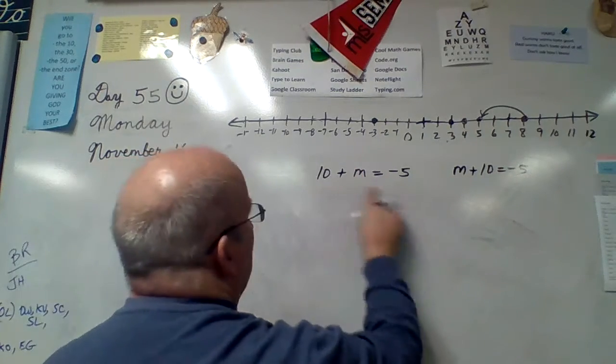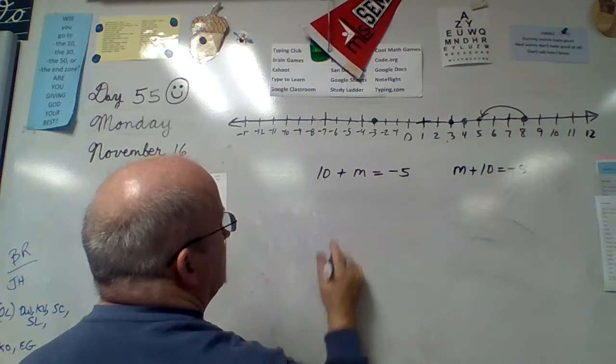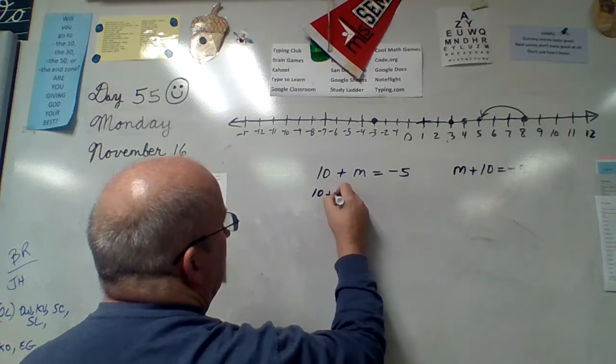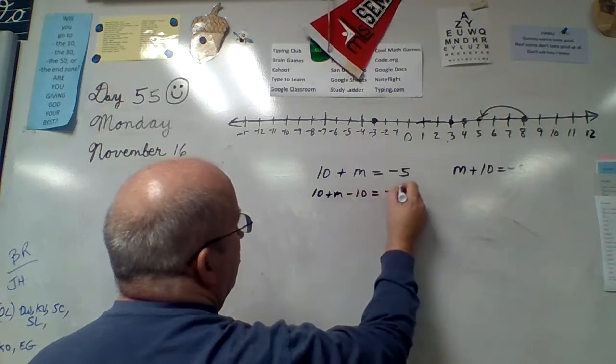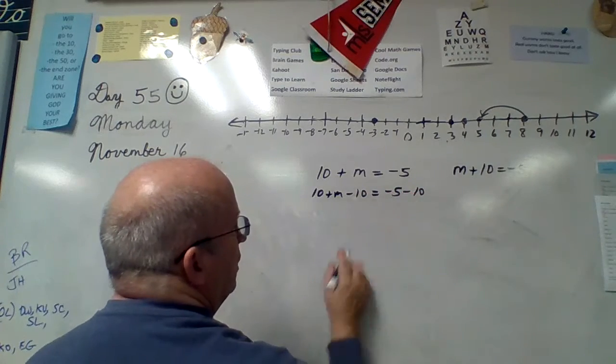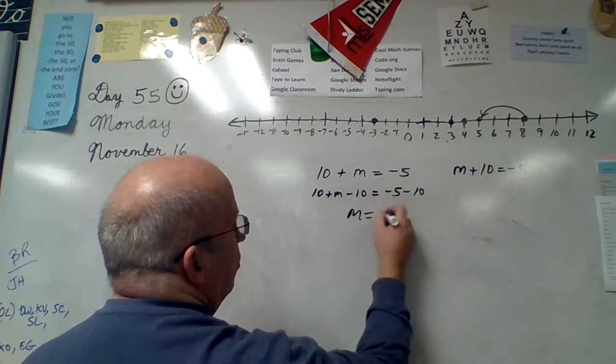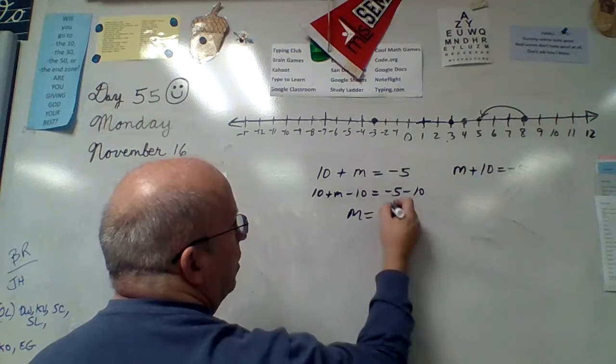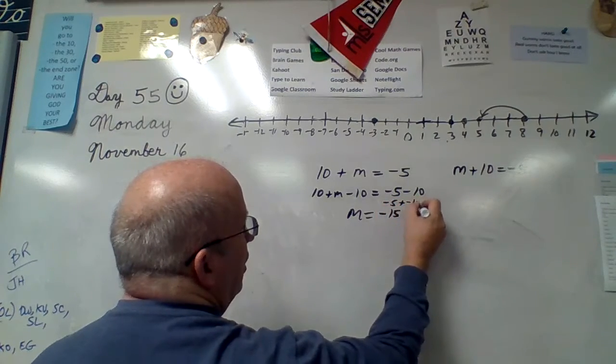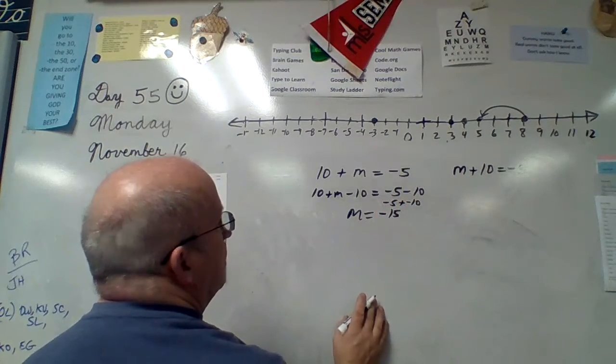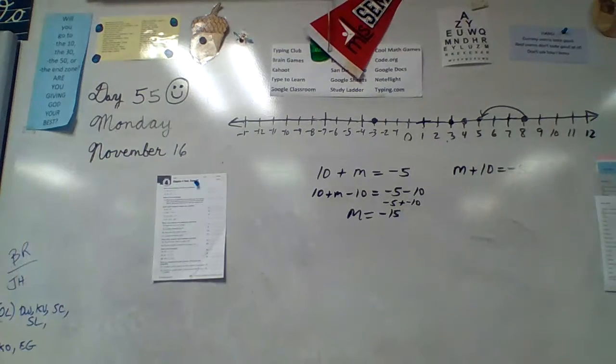What are you going to do to get m by itself in this problem? I think you're going to end up subtracting 10 from both sides, right? And that gives you an m value of negative 15, because negative 5 plus a negative 10 is negative 15. So number 1 is pretty easy, I think, for the most part.